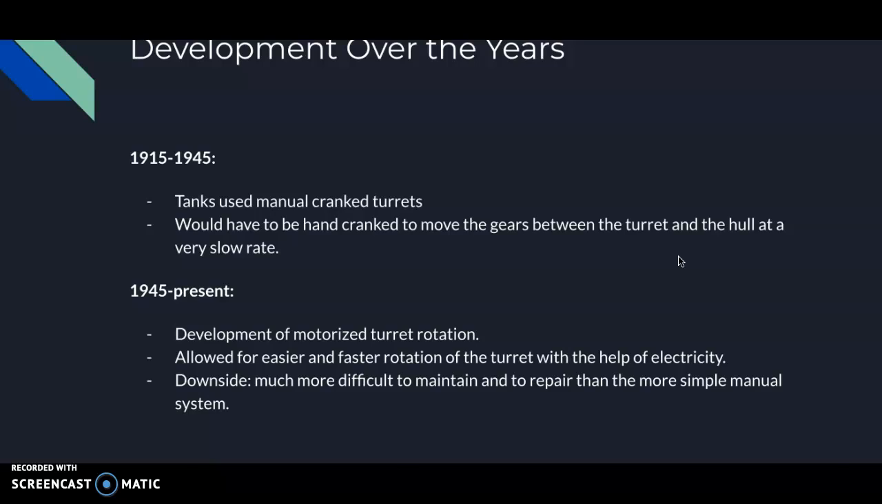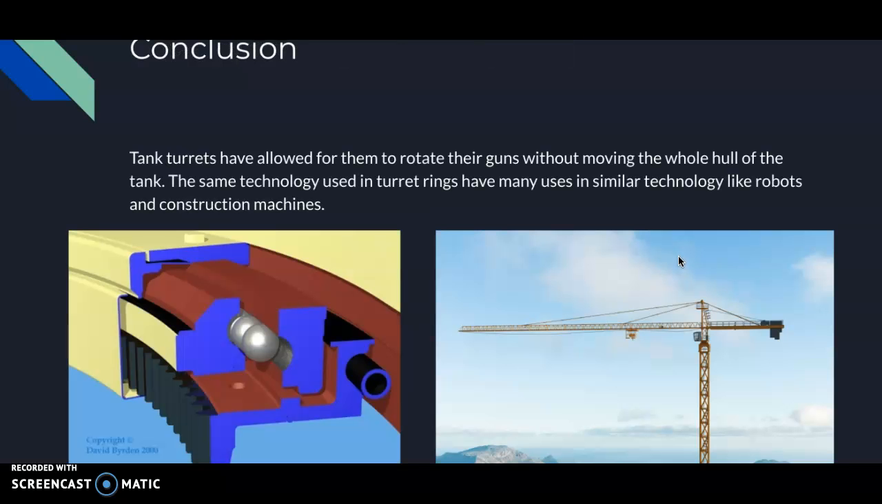And in conclusion, tank turrets have allowed for them to rotate their guns without moving the whole hull of the tank. And also the same technology that's used in turret rings has been used in similar technologies that are very common in our modern world today, like in robotics and various construction machines like this crane seen above.